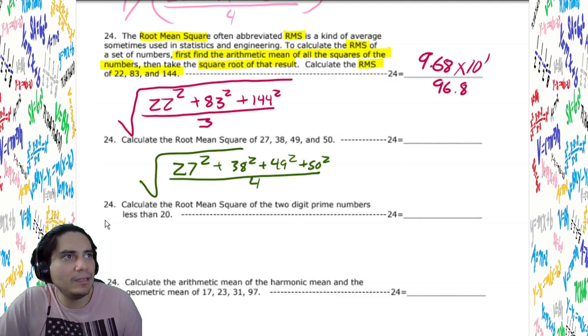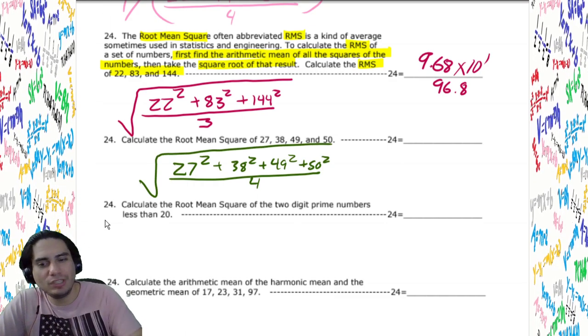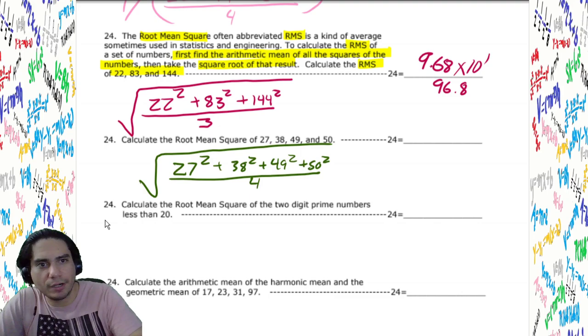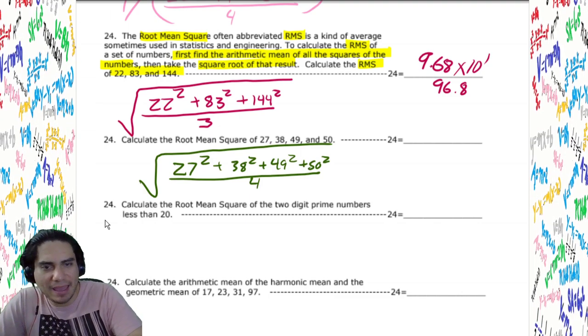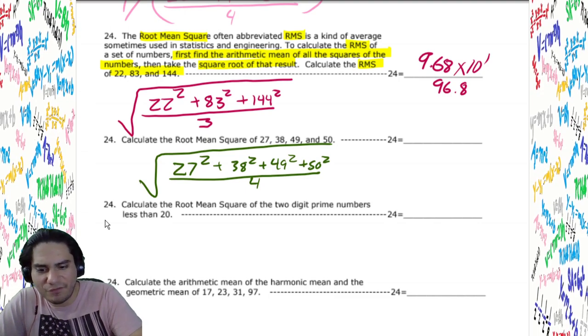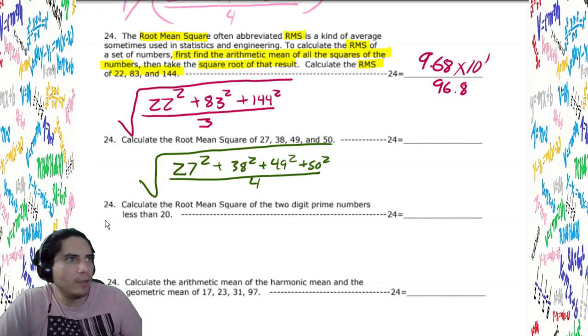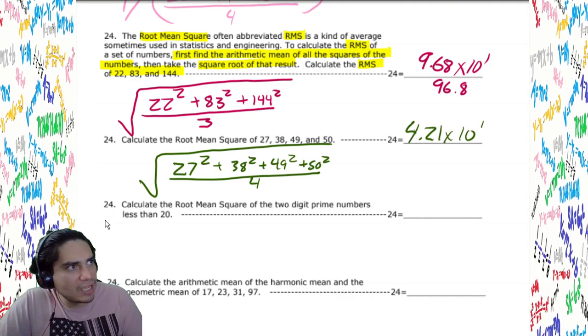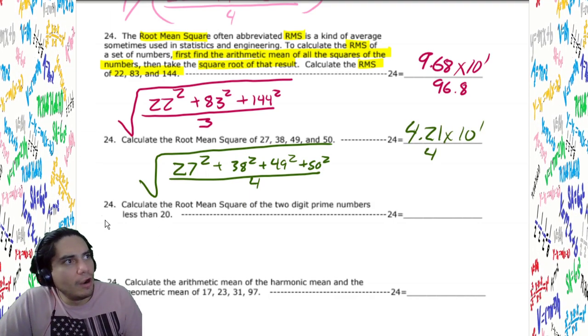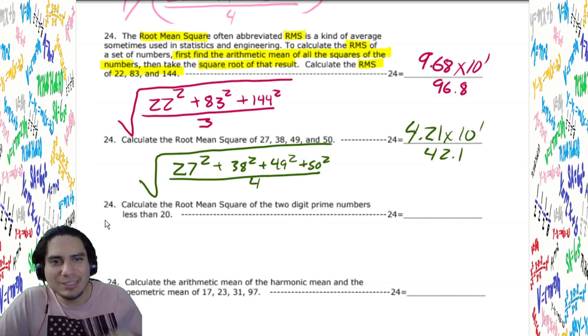And at the end, we square root it. That's how we do it. So let's do it. 27 squared, 38 squared, add it. 49 squared, add it. 50 squared, add it. 4 divide, square root, and we're in game time. 4.21 times 10 to the first, or 42.1. Easy work, ladies and gentlemen.